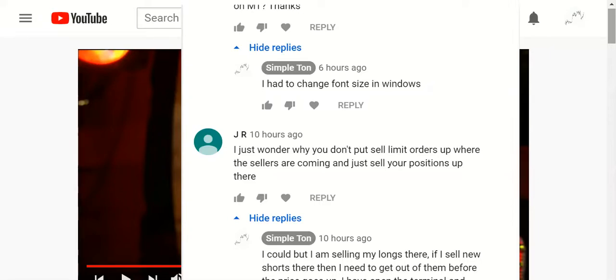Then I'm looking at it going, you know what? This is stupid. This is a great price down here. I'm going to buy one at the market and wait another half hour.